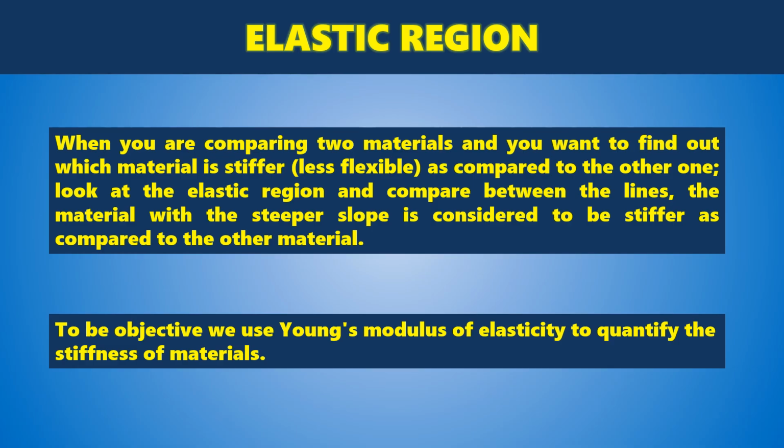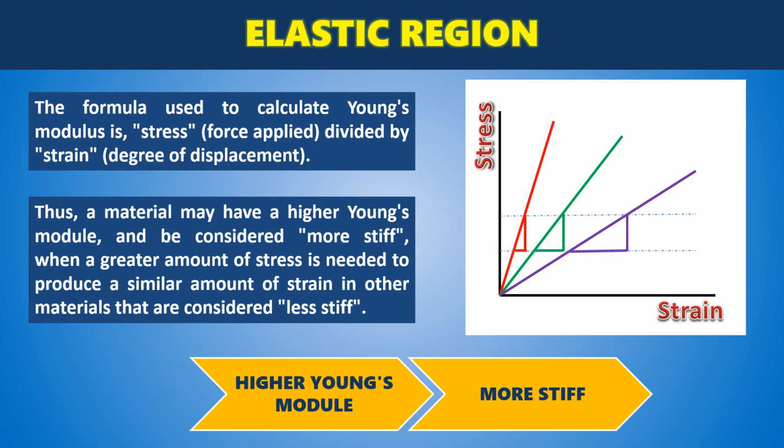To be objective, we use what is known as the Young's modulus of elasticity to quantify the stiffness of the material. So, what is the Young's modulus of elasticity? We have here three materials. Material A, the red one, material B is the green one, and material C is the purple one.